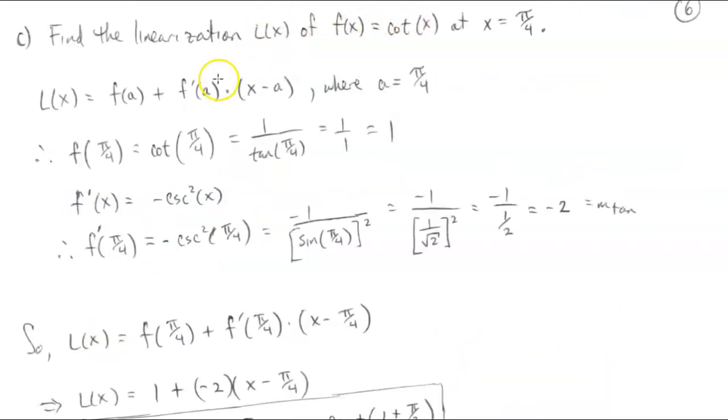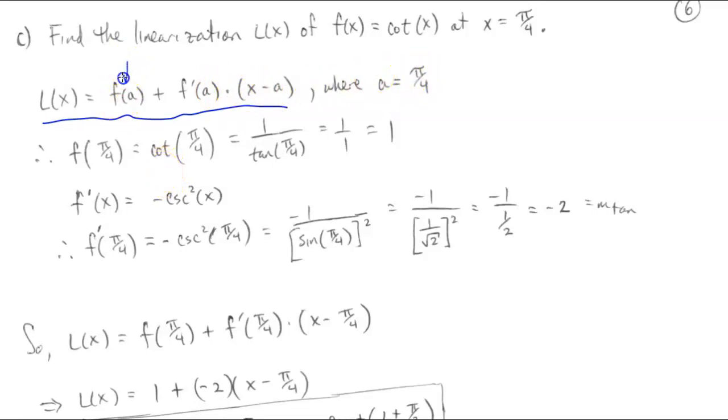All right, so for our next example, we want to do the linearization of cotangent of x, for the value of x of pi over 4. So basically, we're trying to come up with a line that's going to approximate the behavior of cotangent of x around x equals pi over 4. Okay, so again, we know that this is the formula for the linearization, and we're going to let a in this formula be pi over 4.